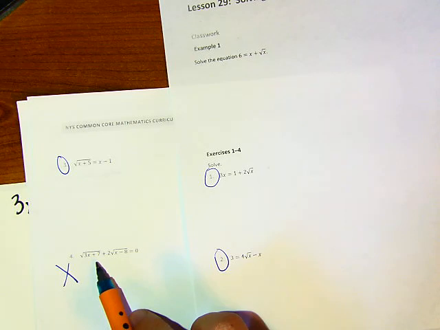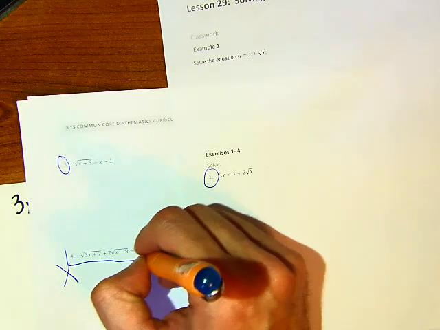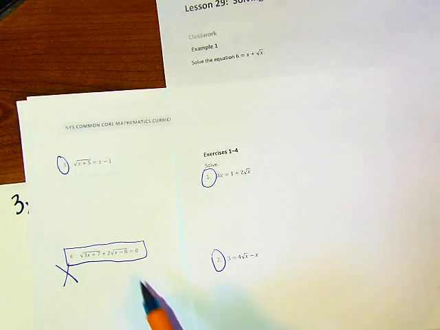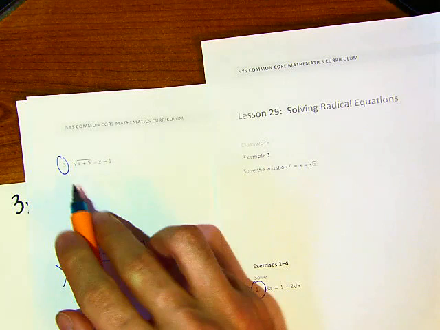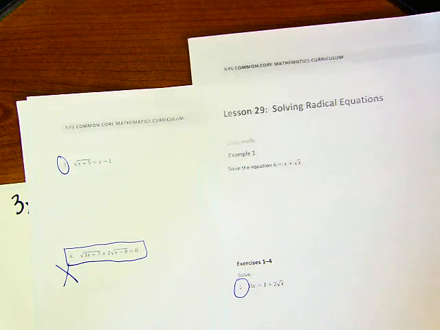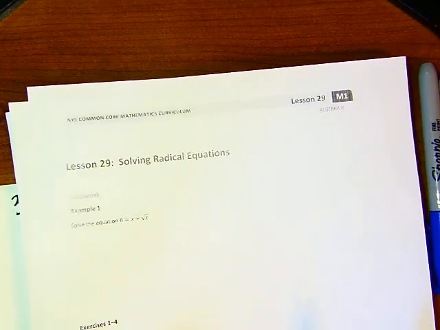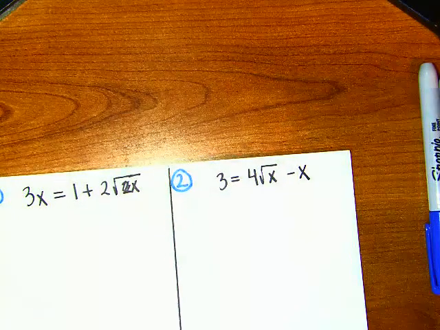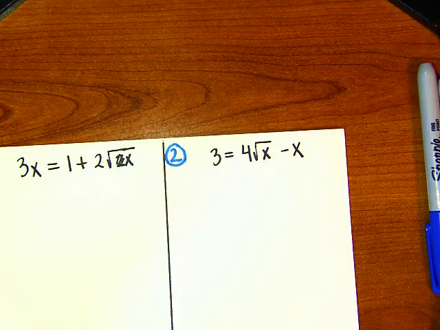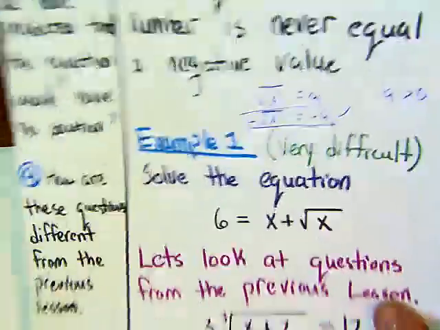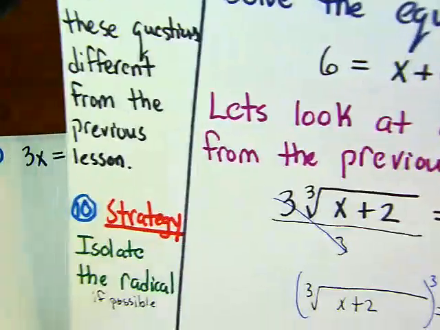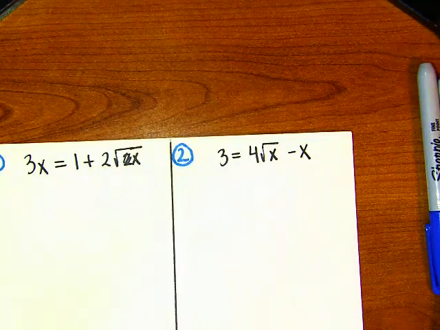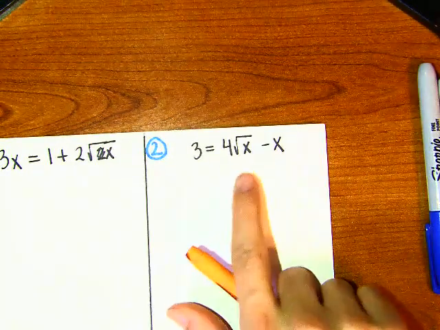I'm going to show you how to do this question at the end of the lesson, because there's something you have to do. What I'd like you to do is do this one first, number 2, do this one second, and then do this one last. Try and work on it by yourself. And remember, strategy is always, if possible, isolate the radical.